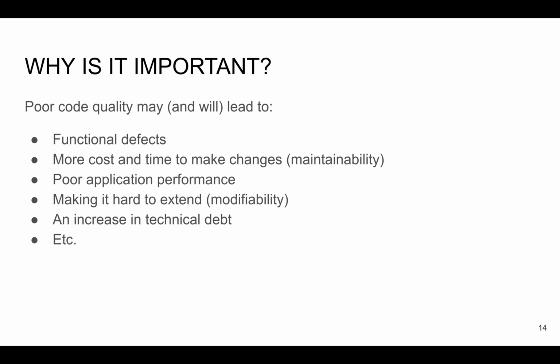And the next one is the cost and time to make changes. It affects maintainability. How much time do you need to implement some new feature or fix a bug? If your code was written well, according to some code style, you can fix it in a short time and maintain it for a long period of time. But if your code was created without code quality, without code conventions, without code style, and you don't know how it works, you will spend more time to understand it.